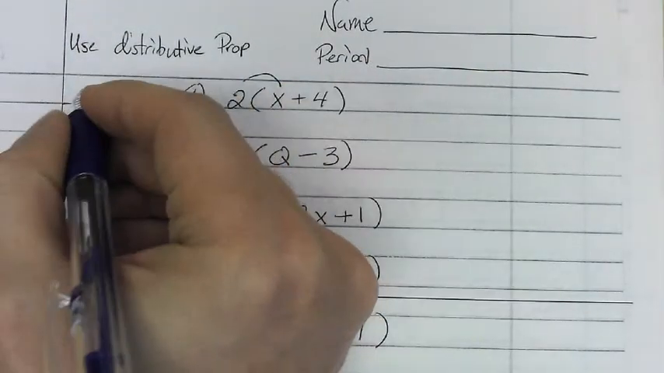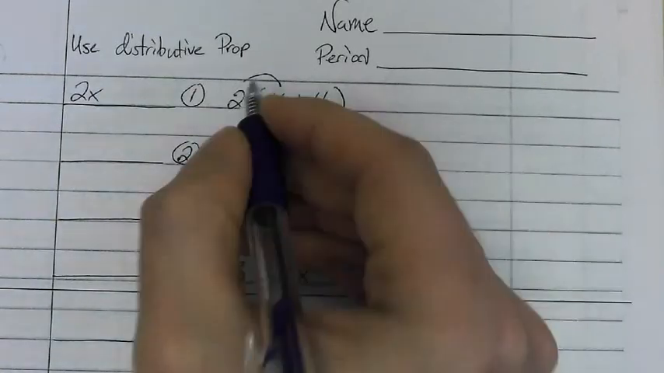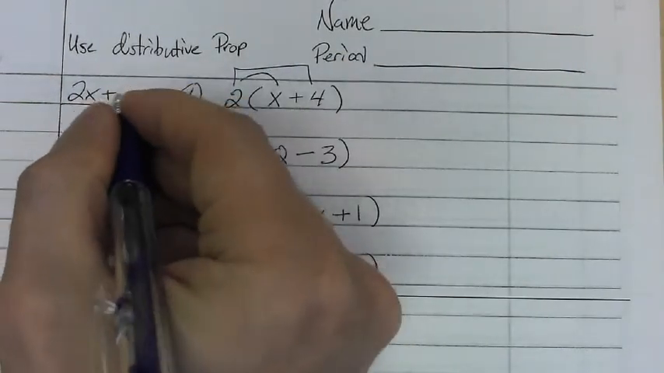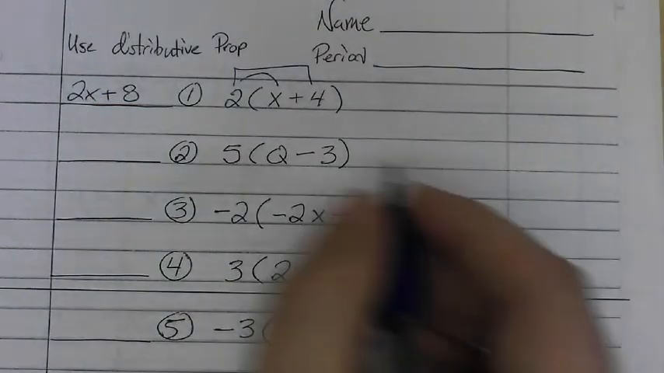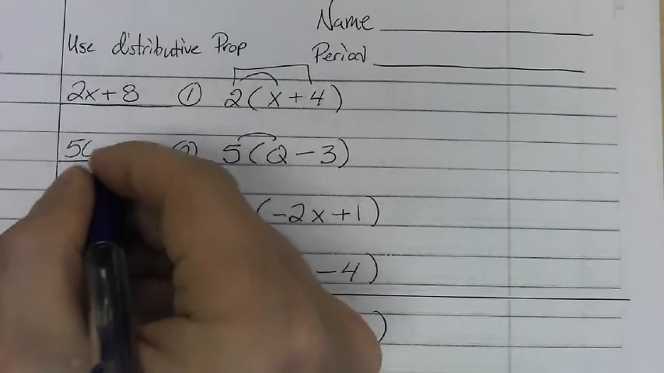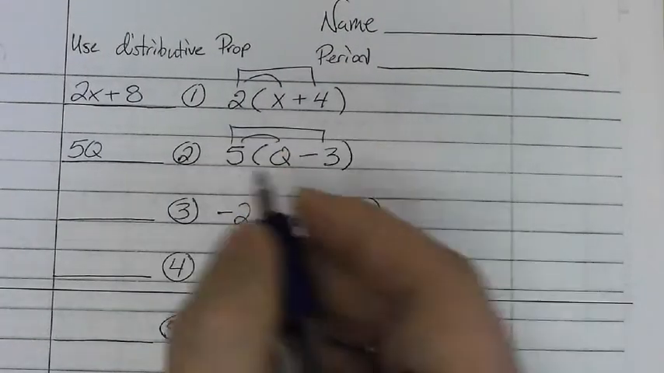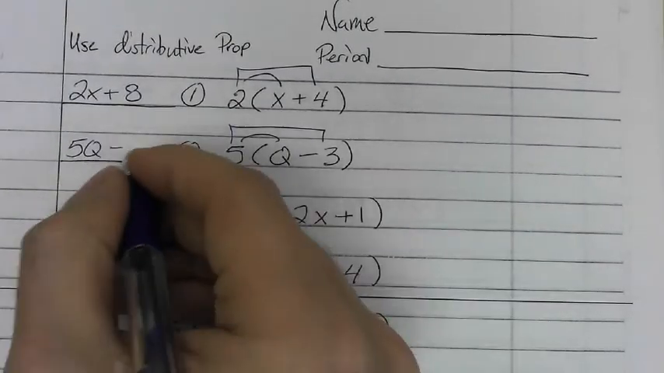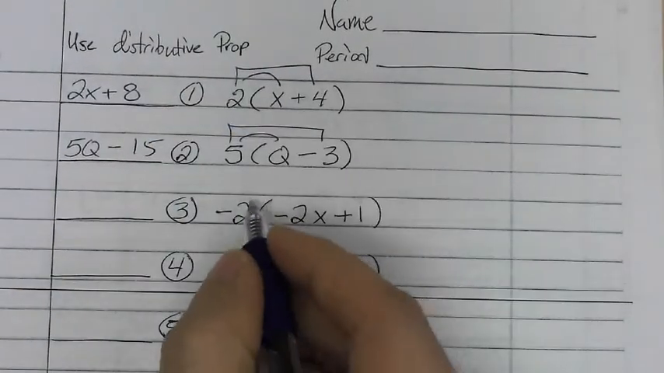First we have 2 times x, signs are the same, so that's 2x. Right here, 2 times 4, signs are the same, so it's plus. 2 times 4 is 8. Here, signs are the same. 5 times q is 5q. Here, the signs are different, so we have a minus, and 5 times 3 is 15.